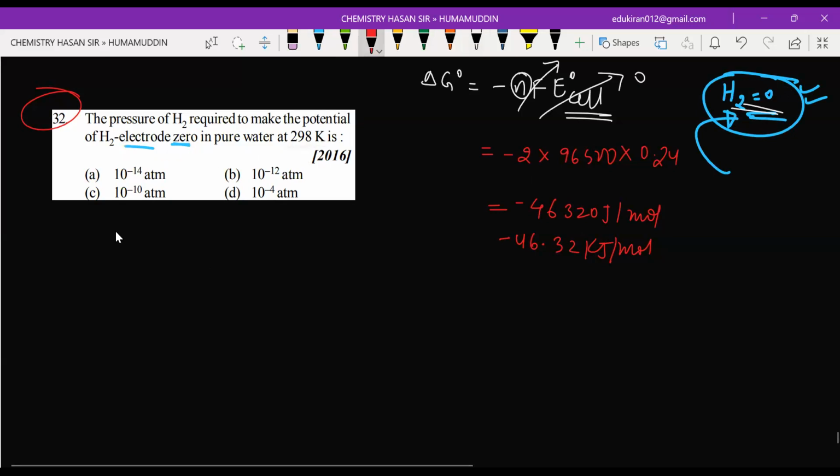If you want to make H2, first of all, 2H plus will convert itself into H2 and it will gain 2 electrons to convert into H2. Yes or no? Yes, sir.